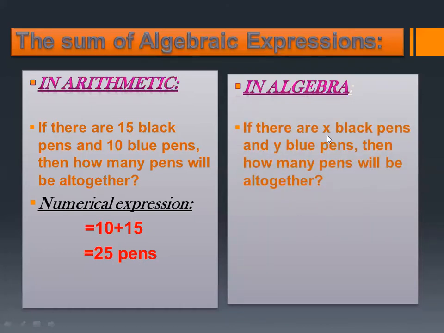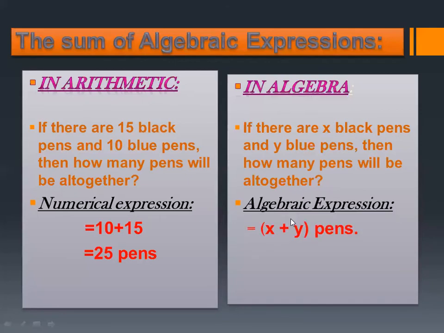Just suppose there are x black pens and y blue pens. How many pens will there be altogether? Altogether means you have to add. So how will you add it? You have your variables x and y. You will simply write the algebraic expression in this form: x plus y, just as you wrote 15 plus 10 before. Here you will write x plus y inside the bracket, and then pens: x plus y pens. Here you add 10 plus 15 and it becomes 25, but you cannot add x and y, because x and y are different variables. So your answer will be x plus y pens. That's it.